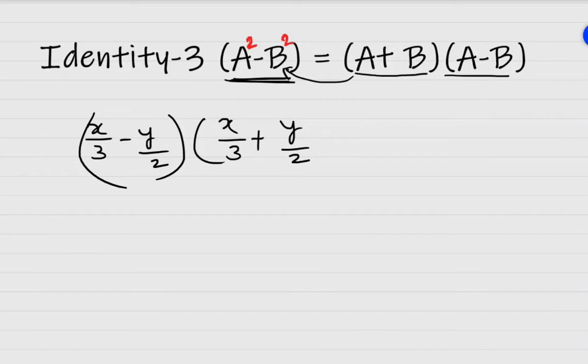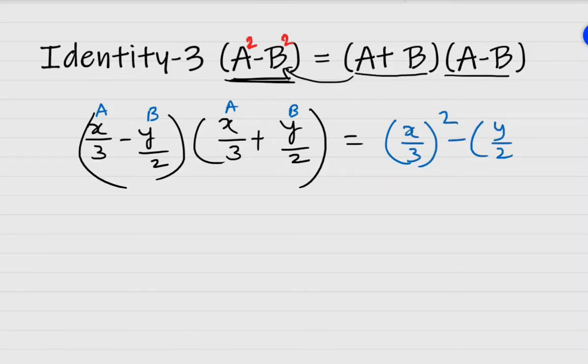See, when you are reading out the question, there itself your mind is getting that this is in the form of a minus b. If you consider x by 3 as a and y by 2 as b, then this is in the form of (a - b)(a + b), and you know that (a - b)(a + b) should be equal to a square minus b square. So here what is your a? x by 3.